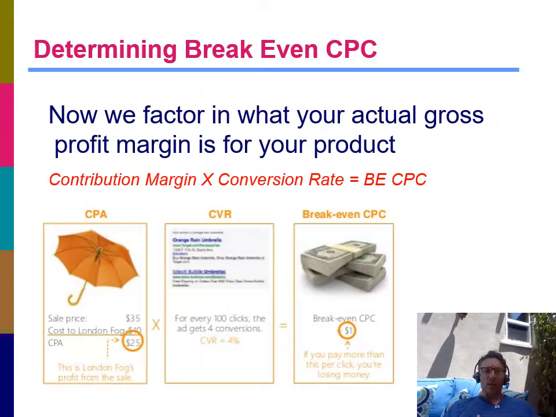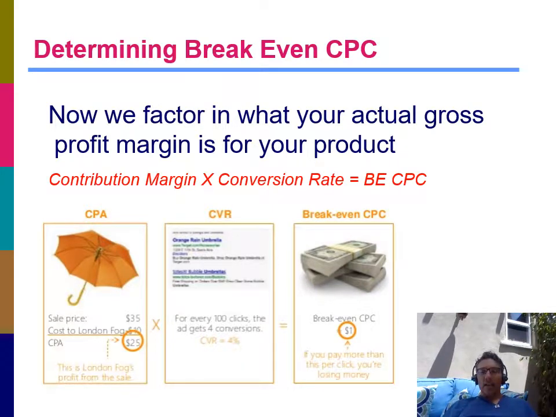Once you have your contribution margin, you just multiply it by your conversion rate. Your conversion rate, again, is how many you sell of your product. In this case, we're bypassing the steps where clicks give us X number of traffic, traffic gives us X number of leads, and leads give us X number of sales. We're going directly to the conversion rate, the percent of clicks that actually convert into sales. For London Fog, for every 100 clicks they get 4 conversions, 4 sales. That's a 4% conversion rate. So $25 times 4%, 0.04, gives us a break-even cost per click of $1. What does that tell us?